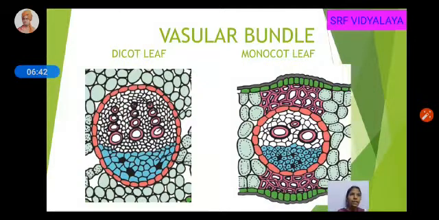See the diagram here. You can see the xylem and phloem. The pink colored circular cells are called the xylem and the blue colored cells are called the phloem. Phloem is towards the lower and xylem is towards the upper epidermis. This is the case in both.